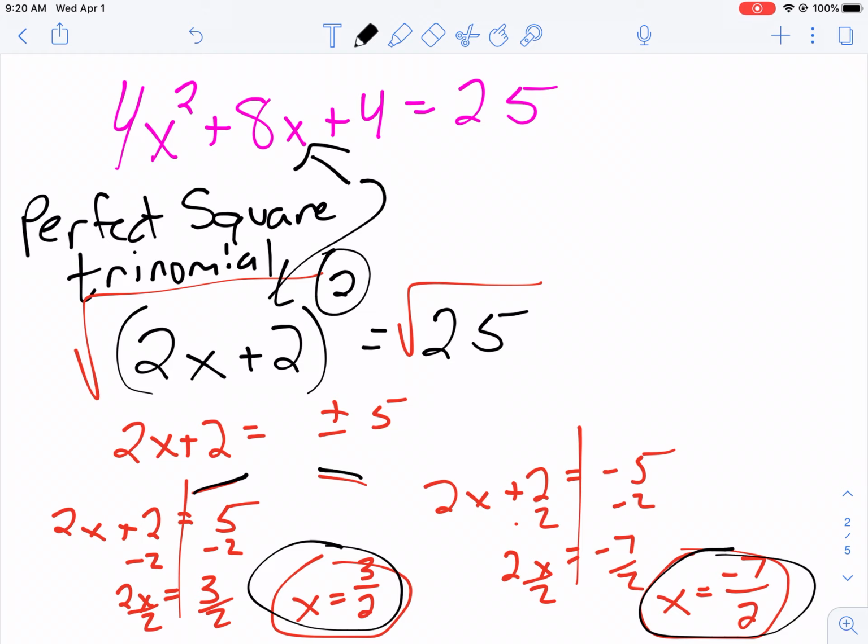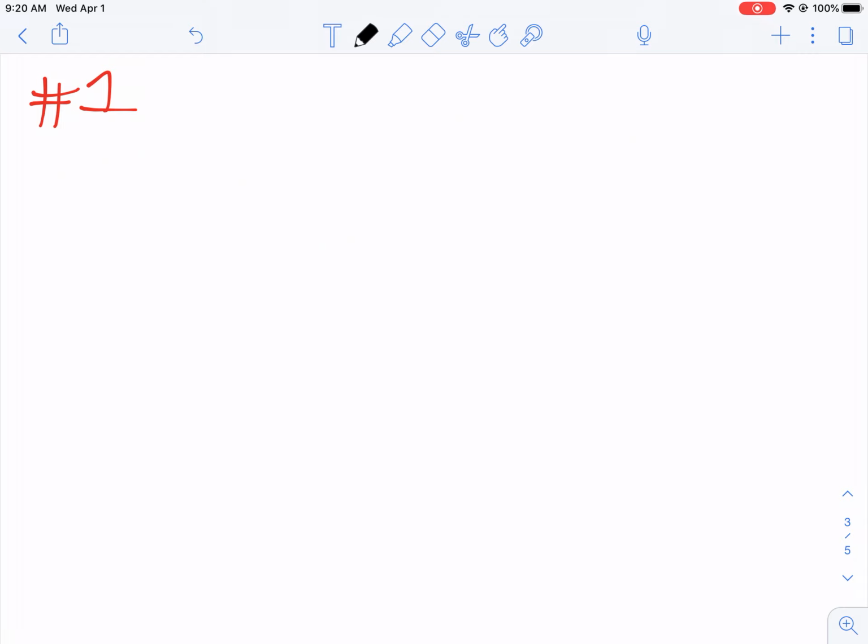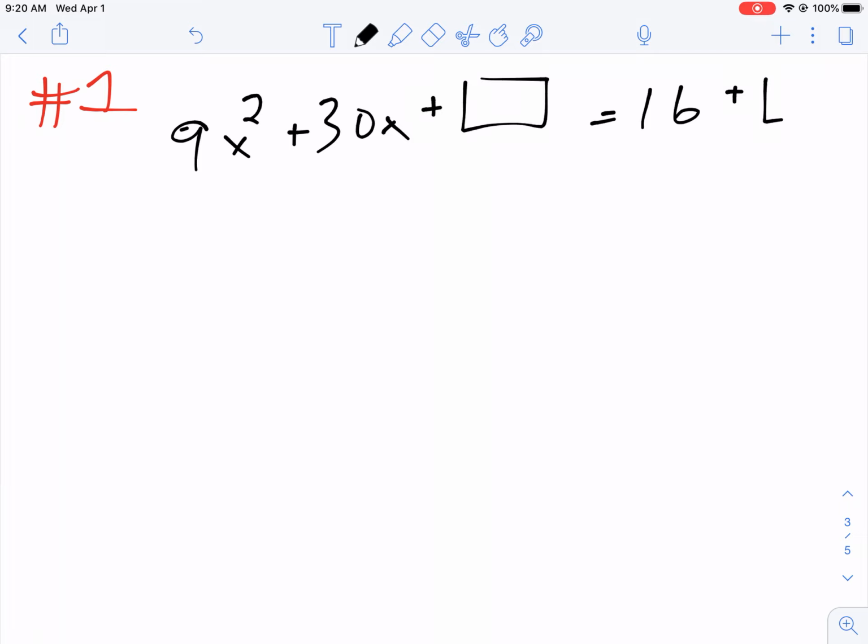So we're going to go ahead and do number 1 on page 599 together. So we have 9x squared plus 30x equals 16. I always like to leave space when I know I'm completing the square, because I know I have to add something to both sides. So we're going to use our old formula, b squared divided by 4a.